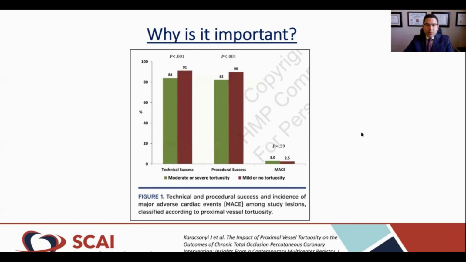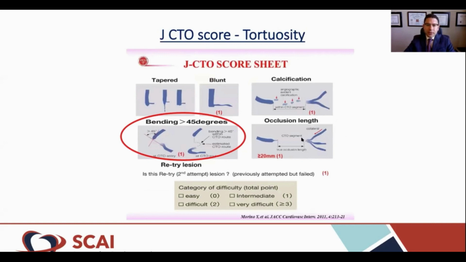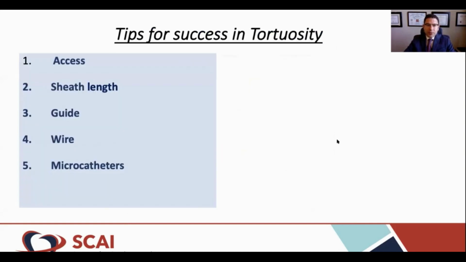So why is this important? Tortuosity is one of the major factors that predict success and prognosis in CTO interventions, according to a contemporary multi-center registry. There's a reason why tortuosity is in the J-CTO score, and that's the prognosis and the success rate of an intervention. These are the tips that I think are helpful for interventional cardiologists when they face tortuosity.